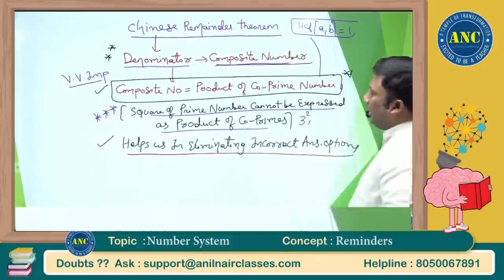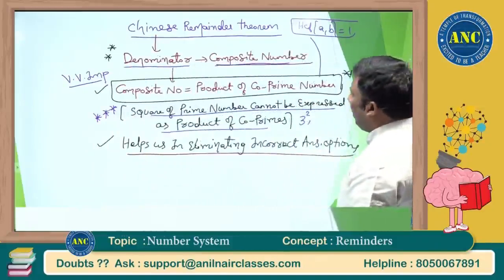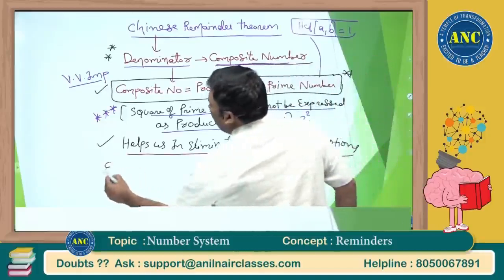Helps us in eliminating incorrect answer options. Now, what do you mean by composite number written?